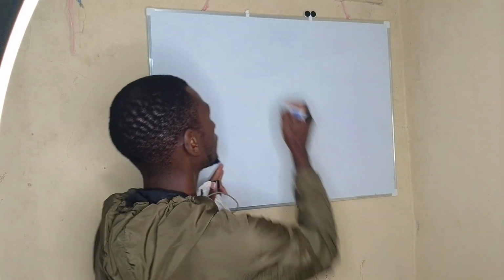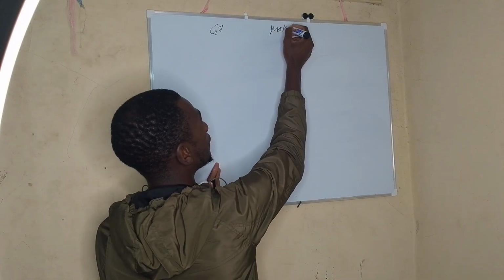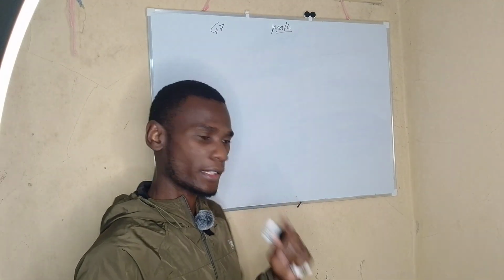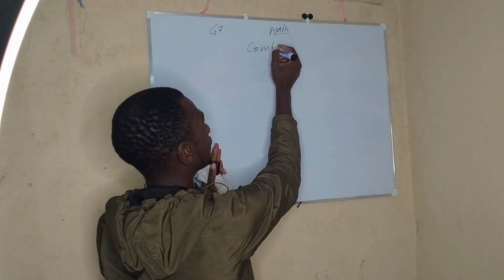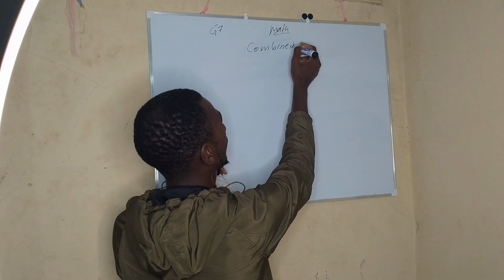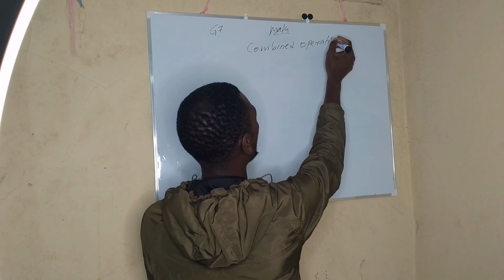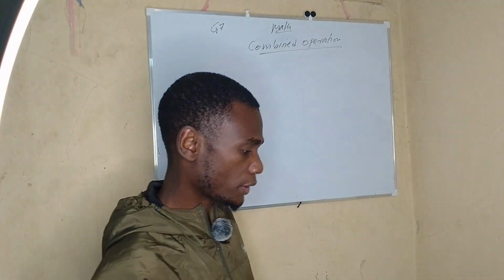Grade 7 mathematics. Let us help grade 7 in one thing here. There's this substrand called combined operation. Combined operation. So that is what you want to look at, combined operation.